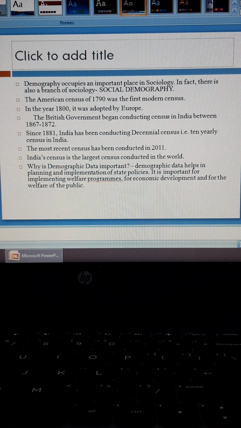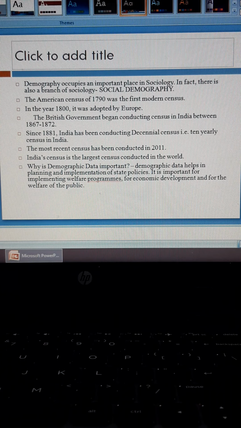The first modern census was conducted by America in the year 1790. In the year 1800, it was adopted by Europe. The British government began conducting census in India between 1867 and 1872. So it was before independence that the first census was conducted in India by the British Indian government, when India was under the rule of the Britishers.